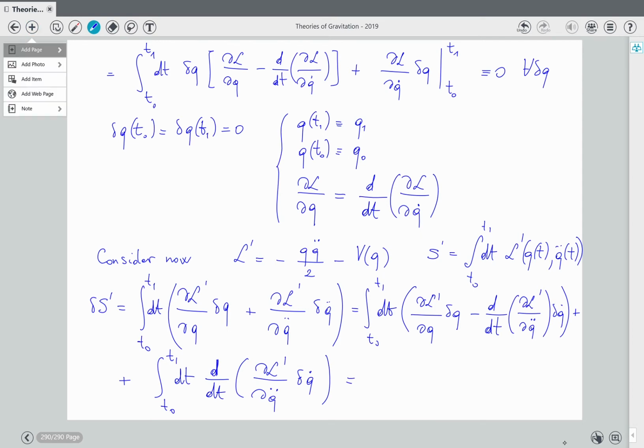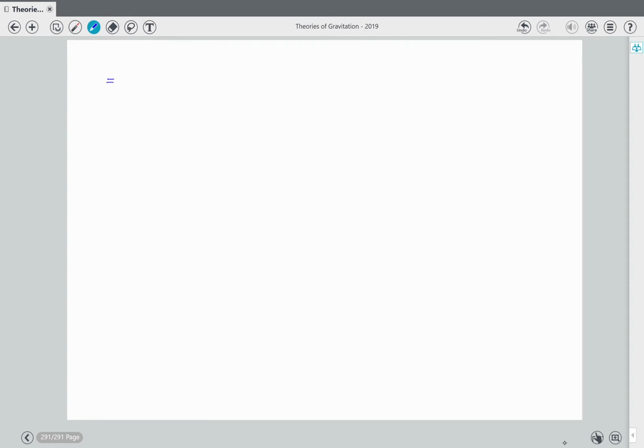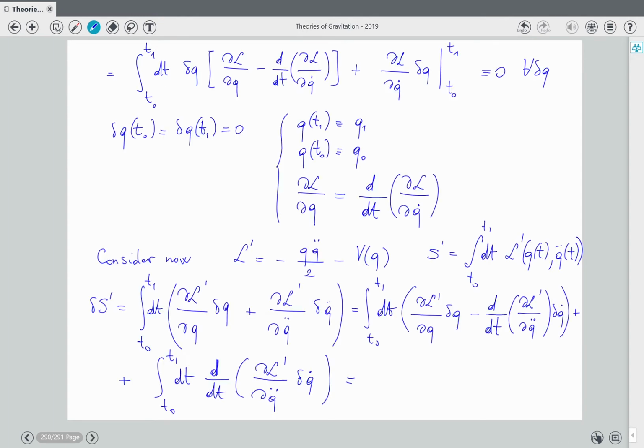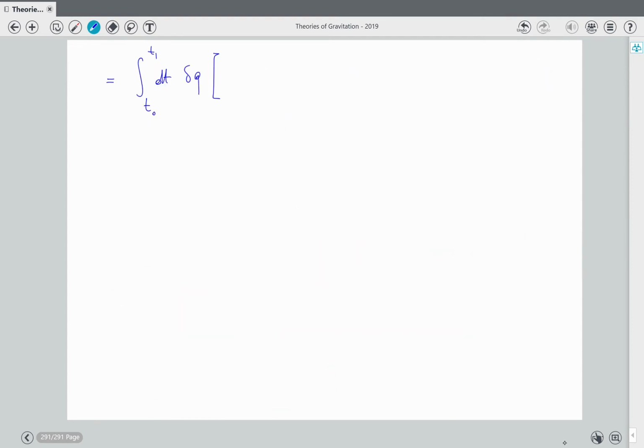And let's see what we get. The integral from t0 to t1 dt of what? If we integrate by parts once more, you have plus two derivatives with respect to time of that. And we will factorize finally a delta q. So we have delta q times partial L prime partial q plus the second time derivative of partial L prime partial q dot dot. That is the first contribution.